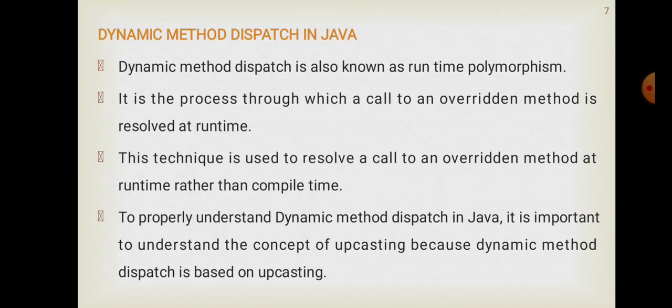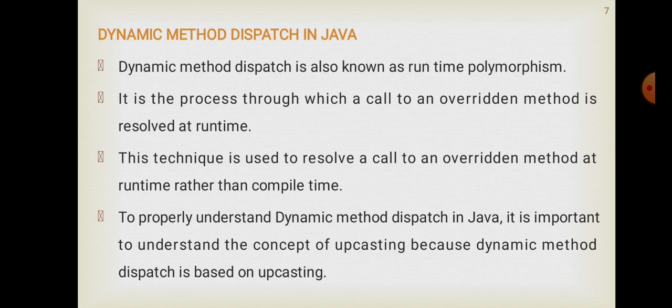Okay. Next, we are going to see the dynamic method dispatch in Java. The dynamic method dispatch is also known as runtime polymorphism. It is a process through which a call to an overridden method is resolved at runtime. This technique is used to resolve a call to an overridden method at runtime rather than at compile time.